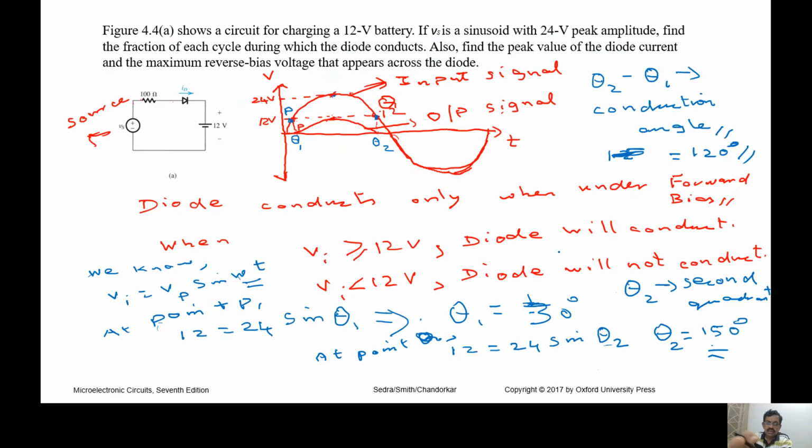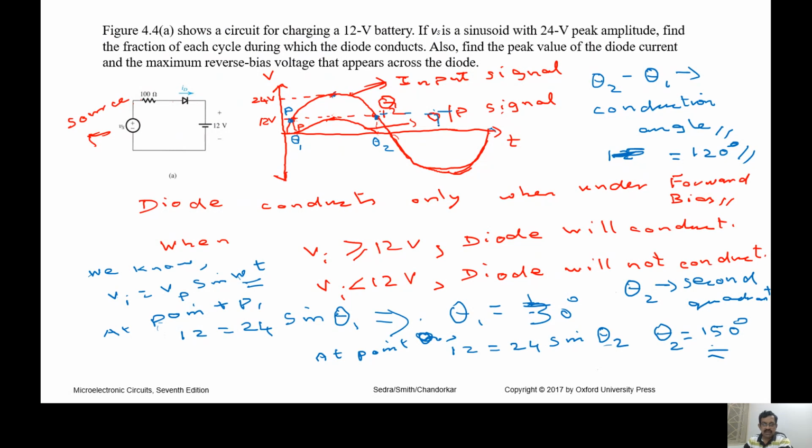Now this question is very simple: maximum reverse bias voltage that appears. So the diode has to go into reverse bias. How much? You can see from my figure itself. You have this point which is Q. From the point Q all the way through this cycle, the diode does not conduct. And this point with respect to the horizontal zero line will be 12 volt. So the Q point will be 12 volt.